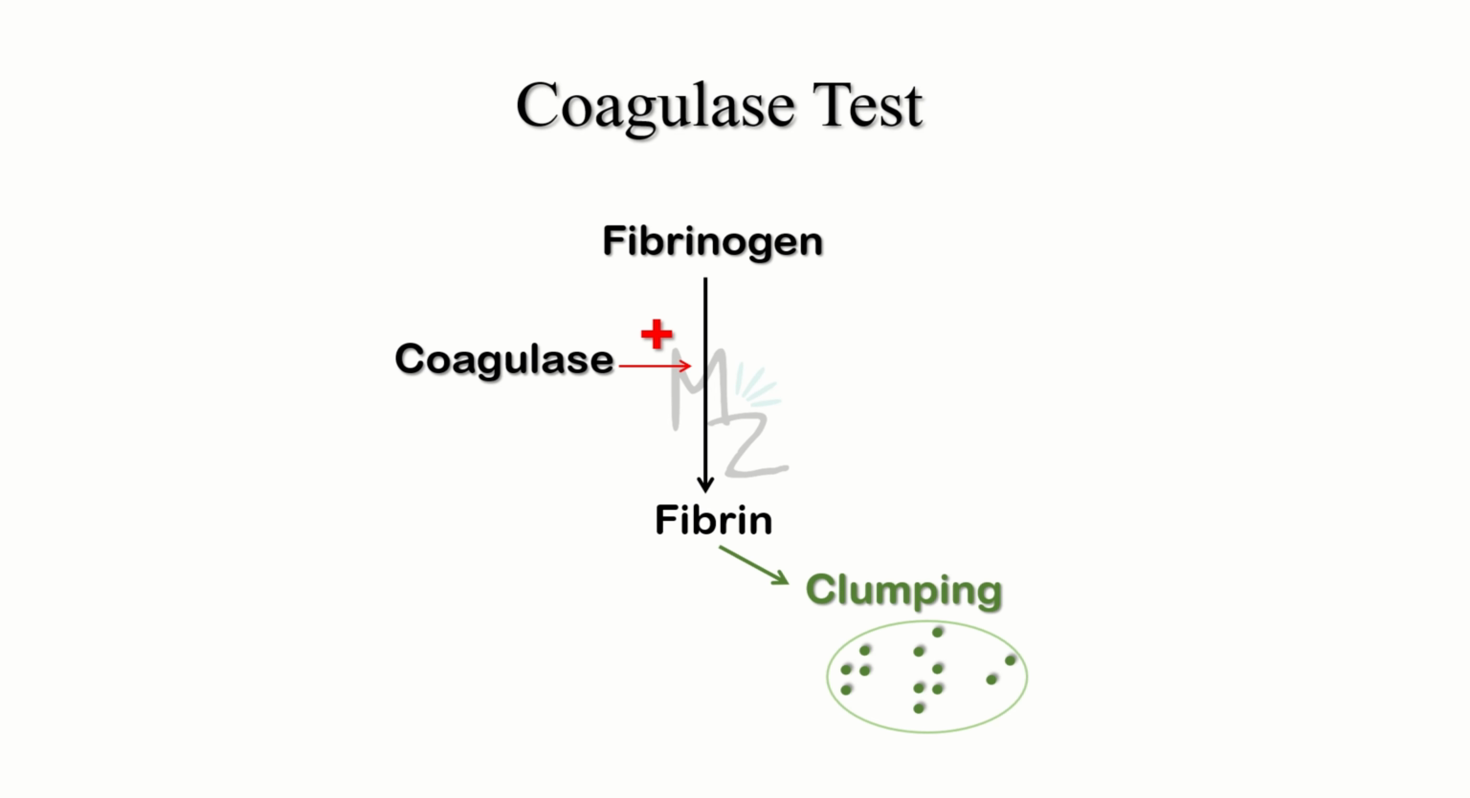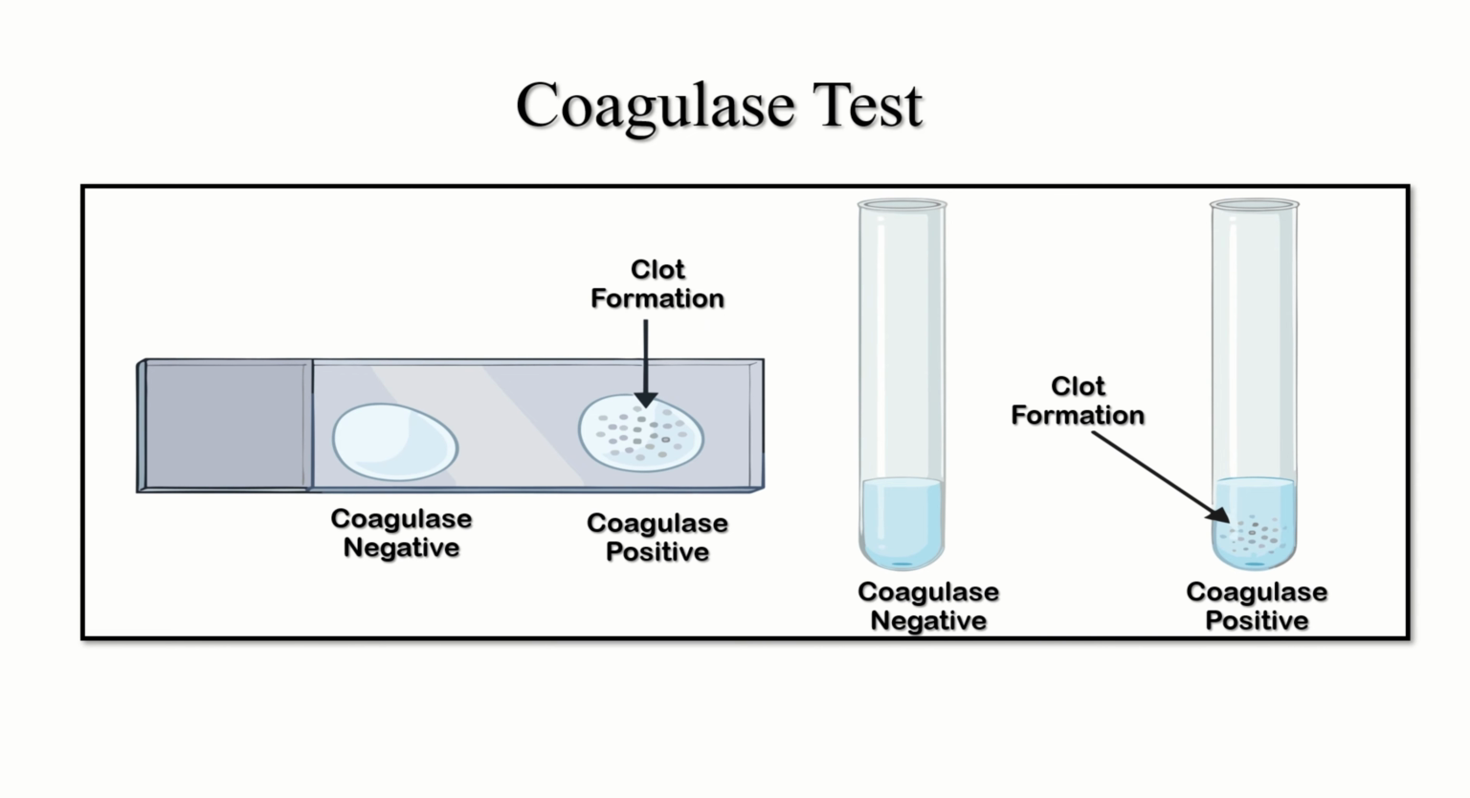As you can see here, fibrinogen is converted in the presence of coagulase into fibrin, and it is forming clumps. So which bacteria will clump up? Staph aureus. Same goes for this diagram. Clots formed, and this is coagulase positive. That is Staph aureus. And no clots are formed. This is coagulase negative, and Staph saprophyticus and epidermidis fall into that category.